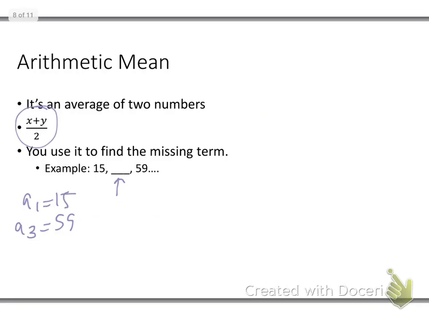Okay, so adding and subtracting, for these would take 15 plus 59 and divide it by 2. So 15 plus 59 gets me 74. Divide that by 2 and I get 37 right there. Or you could do it the route that we just did it to double check to make sure.